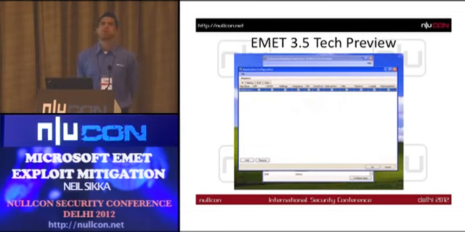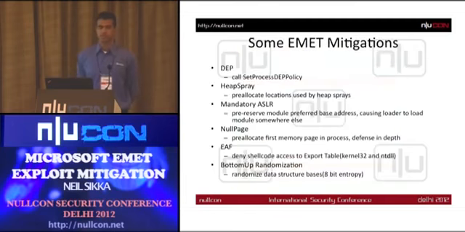So this past summer in Black Hat 2012, we released EMET 3.5 Tech Preview. And this is a screenshot. We have a lot of mitigations in there now. And some of the mitigations include DEP, which is data execution prevention. We implement the DEP mitigation by calling set process DEP policy. We mitigate heap sprays by pre-allocating common locations used by heap sprays.